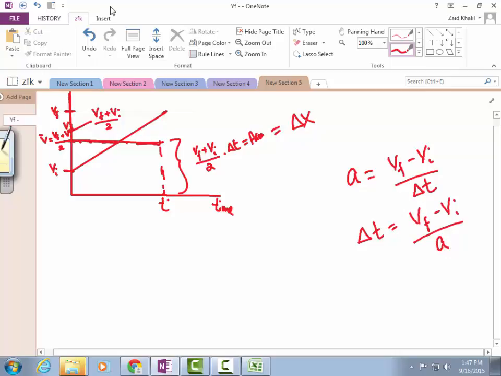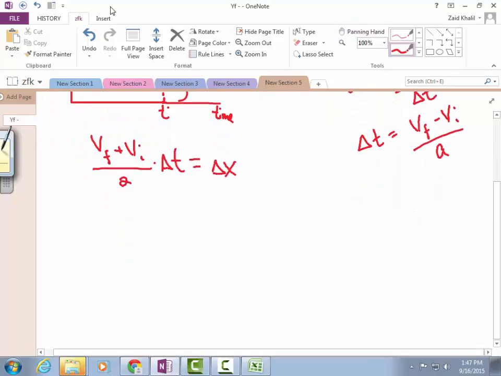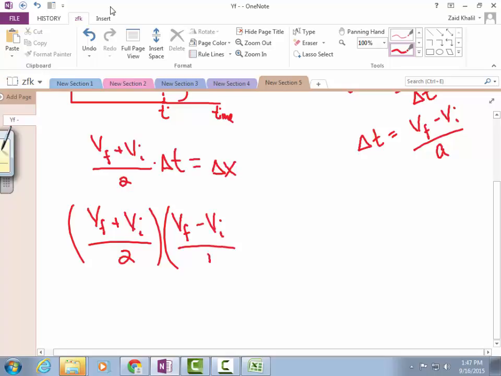So what do I have here? I have that VF plus VI over 2 times delta t is equal to delta x. I'm going to plug in for delta t. What do I get? I get VF plus VI over 2 times VF minus VI over A equals delta x.